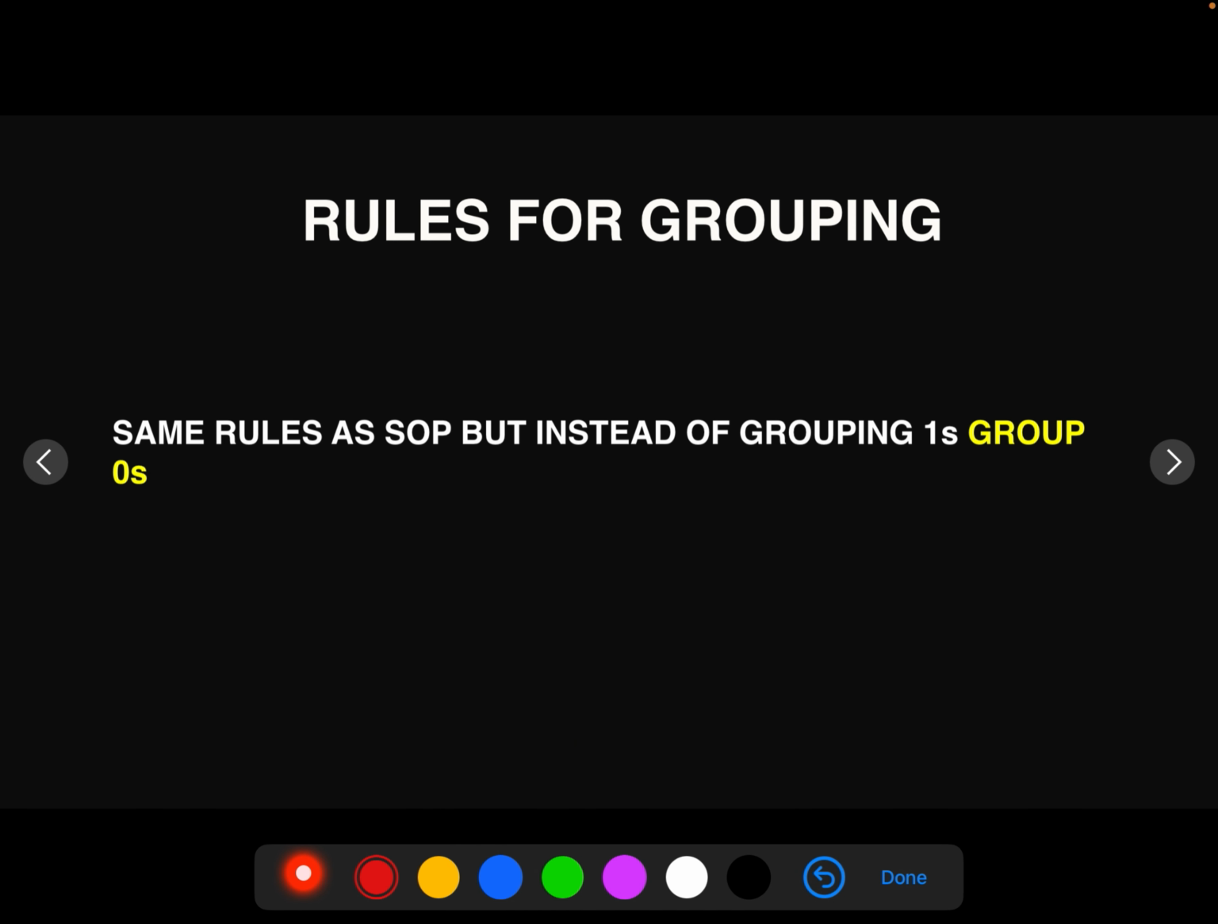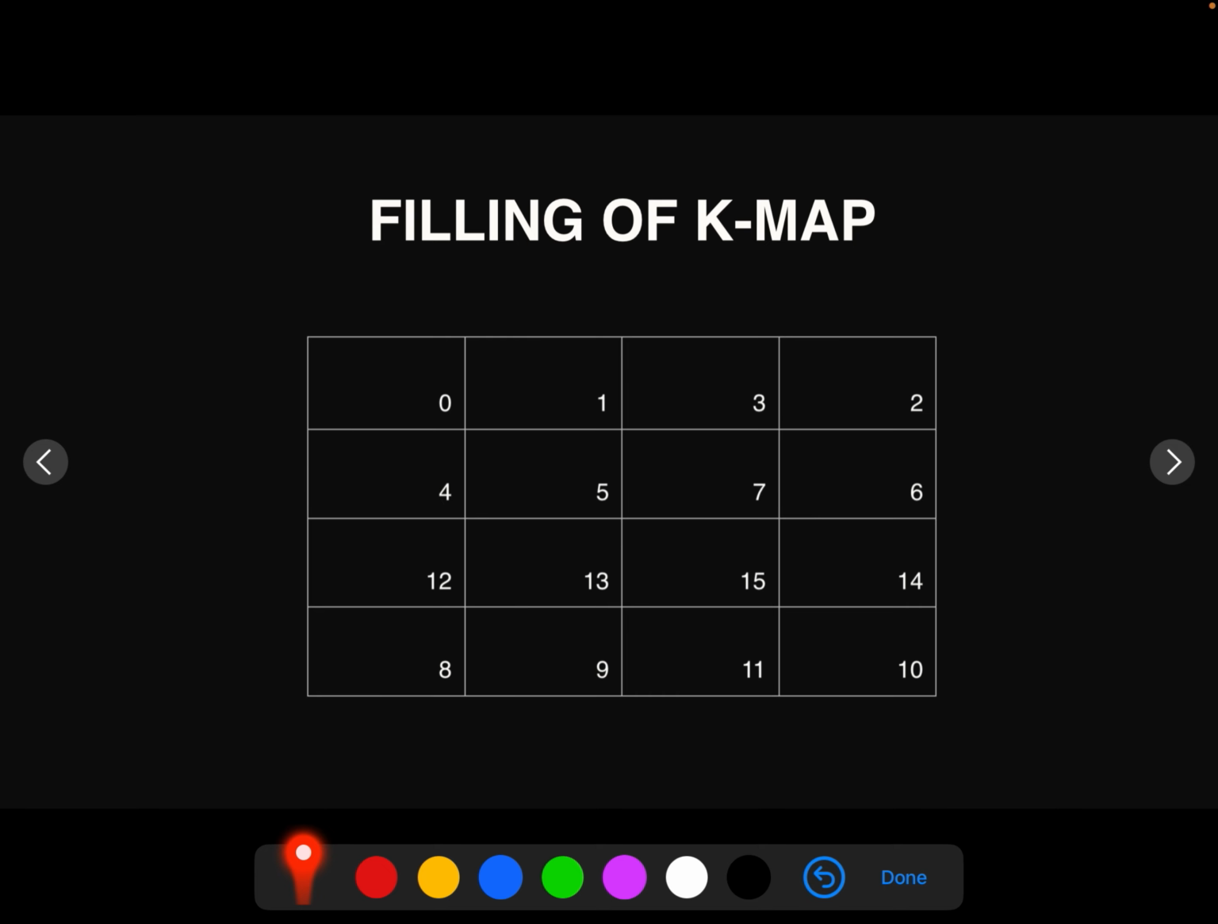Moving on to the rules of grouping. They are the exact same rules as SOP, what we learned in the previous video, but the only difference is that instead of grouping ones, we group zeros. Now, how do we fill the K-map? If you remember the gray code, how did it go? 0 0, 0 1, 1 1, 1 0. So over here we're placing our variables A, B, and here C, D as well, and then again 0 0, 0 1, 1 1, 1 0.